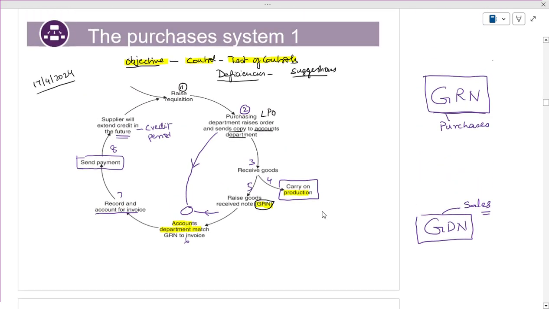So how can they carry on production before raising goods received notes? Once you are receiving the goods, two things happen simultaneously. Once you receive the goods, you will raise the goods received note. One side you are sending a copy of the goods received note to the accounts department, and another side you are sending the product to the production department.